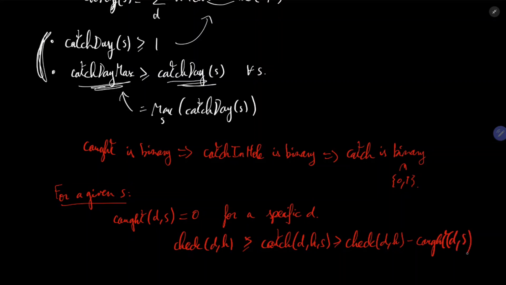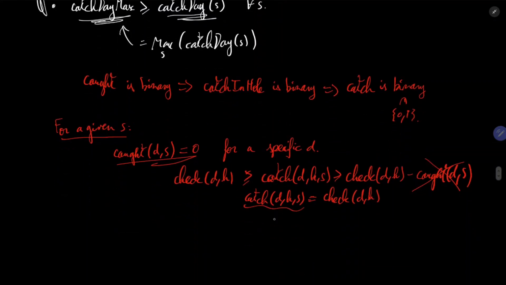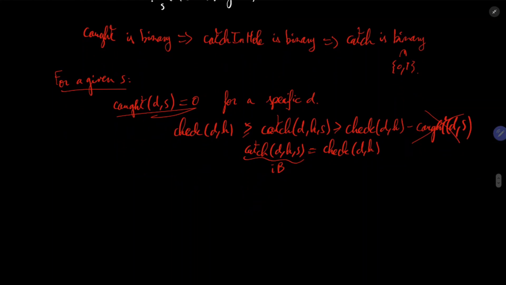So as long as we have cut DS equal to 0, we can take off this term and we have catch DHS that is exactly equal to check DH, that is defined as a binary variable. So this variable will also be implicitly binary, even if we define it as linear.